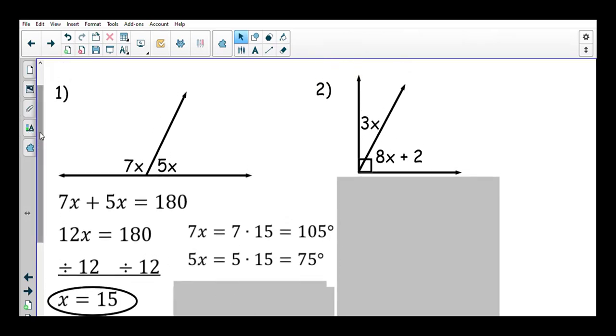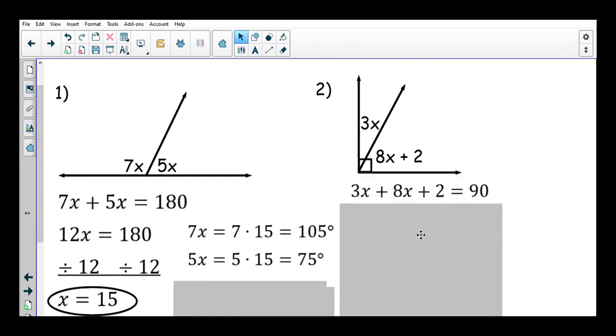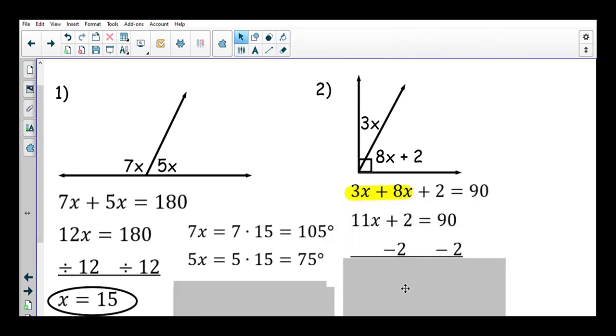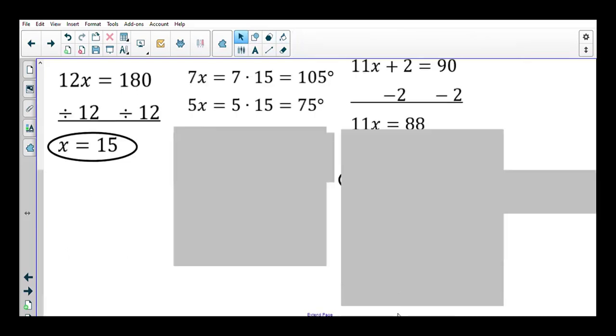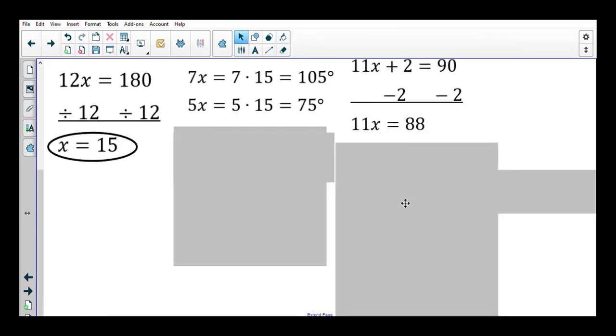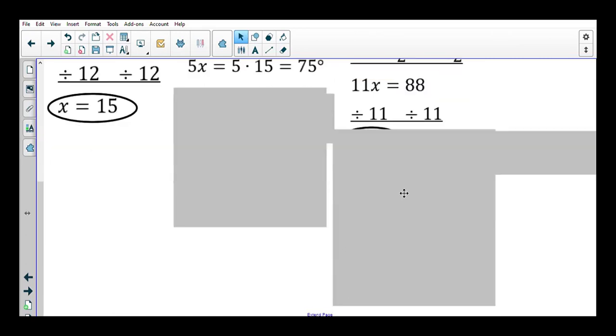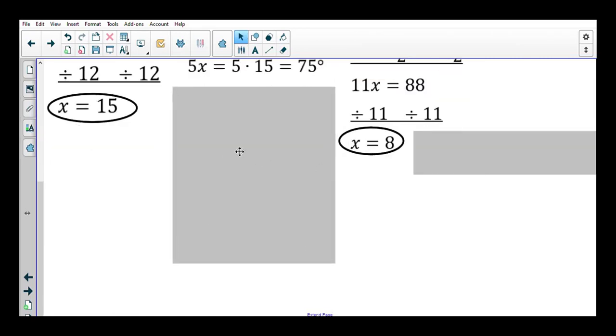Number 2, so for this one, we can write 3x plus 8x plus 2 equals 90 degrees. Combine your like terms, 3x and 8x together to get 11x. So we have 11x plus 2 equals 90. Subtract 2 from both sides, that gets us 11x equals 88. Divide both sides by 11, you will get x equals 8.